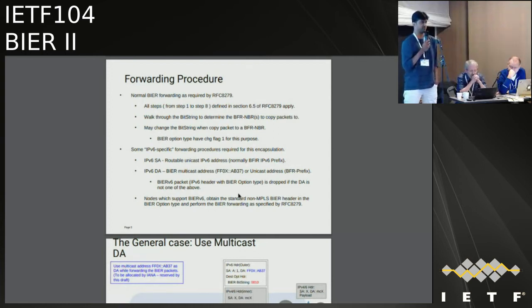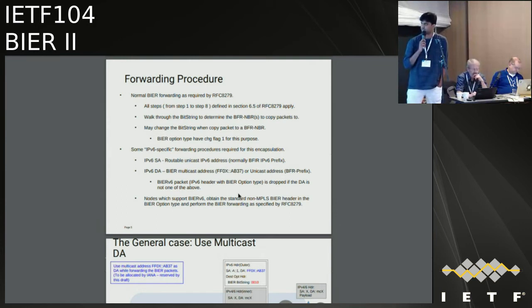But yes, we also have the IPv6 header. So there are some IPv6 specific forwarding procedures that we are talking about here. Like I mentioned before, the source address must be a routable unicast IPv6 address, normally the BFIR IPv6 address, the BFIR prefix that we have advertised in the IGP. And the destination address is again the BIER multicast address. What we propose here is this FF0X::AB, or it could be a unicast address in some special cases, which we would see shortly.